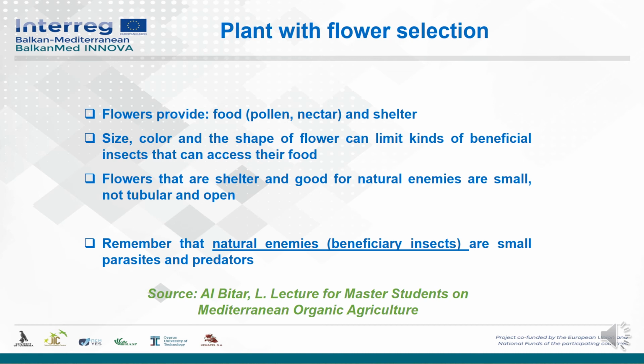Looking from this point of view, size, color, and the shape of the flower can limit the kinds of beneficial insects that can access their food. Flowers that are shelter and good for natural enemies are small, not tubular and open. I want to remind you here that natural enemies, so sometimes we call them beneficial insects, are small parasites and predators of pests. So we call them beneficial insects, but for the pests, they are not beneficial because they feed on them. They parasitize them or they just eat them.